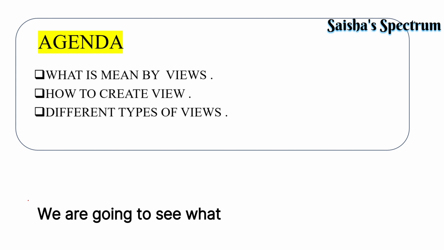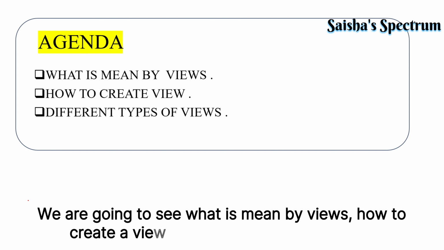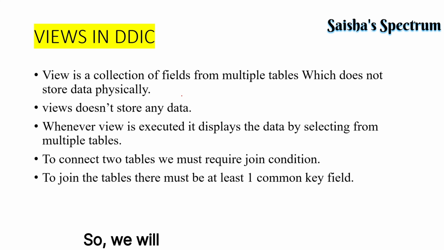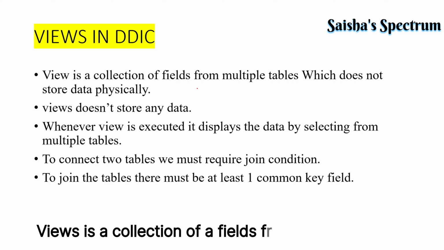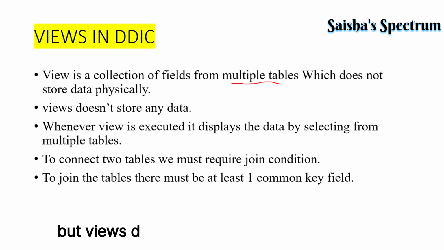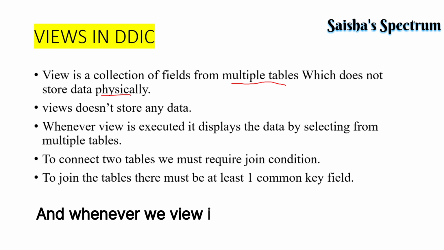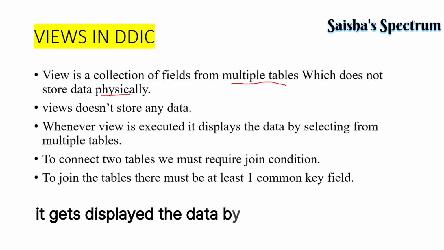We are going to see what is meant by views, how to create a view, and what the different types of views are. So, we will see what is meant by views. A view is a collection of fields from multiple tables. But a view does not store the data physically, and whenever a view is executed or a user clicks on a view button, the data gets displayed by selecting from multiple tables.